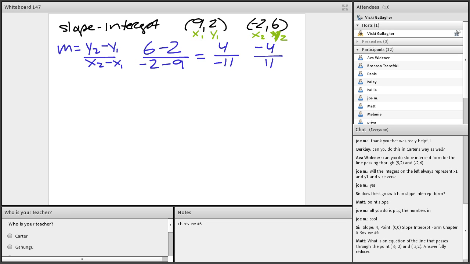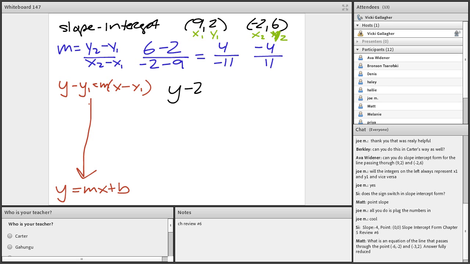Okay, and then Ava's Carter, yeah. Okay, so now we're going to plug this into point slope form. And we're going to do some math until it looks like slope intercept. Okay. So I'm going to do y minus 2 equals negative 4 over 11 x minus 9.